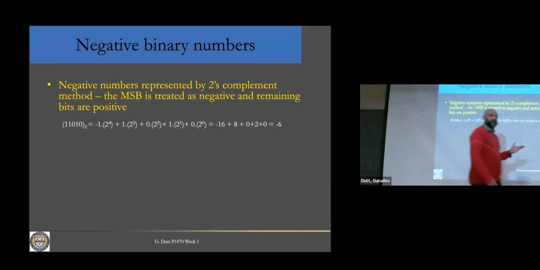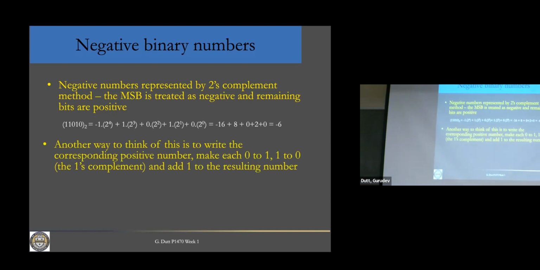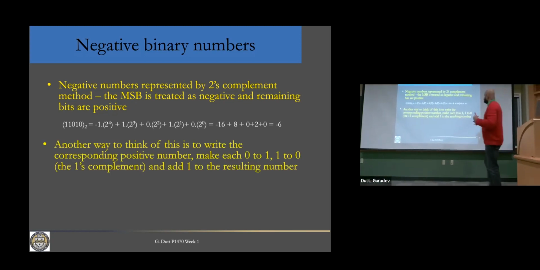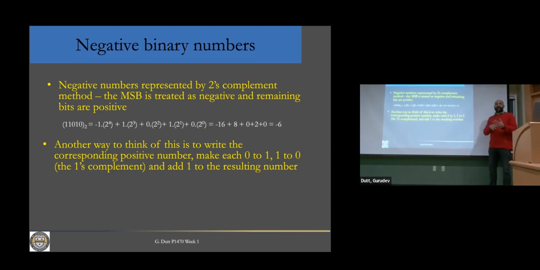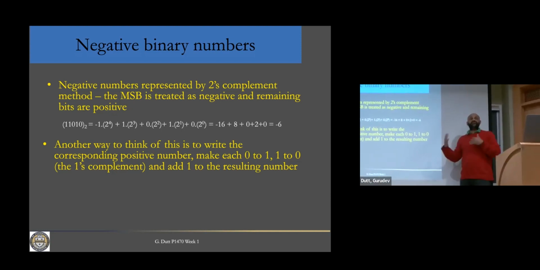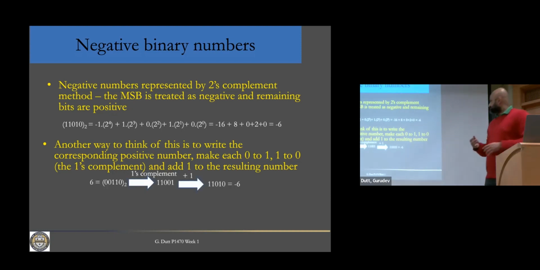So this is one way of understanding the 2's complement method. The other way to think about this is to write the corresponding positive number, that is 6. I write it as the corresponding positive number, and then I make each 0 a 1 and each 1 a 0. This is called the 1's complement, because it basically flips each bit. And then I add 1 to the resulting number. This is called the 2's complement. And that is shown here.